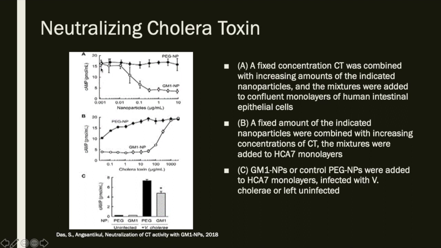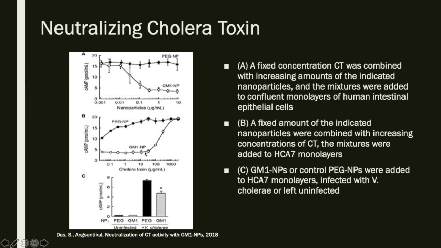In the beginning, you can see that the nanoparticle amount was really small, so there was little to no effect. But as you increase the amount of nanoparticles in the solution, the amount of cAMP produced decreased, showing that the GM1 NP solution did have some effect in preventing the cholera toxin from binding to the actual receptors.